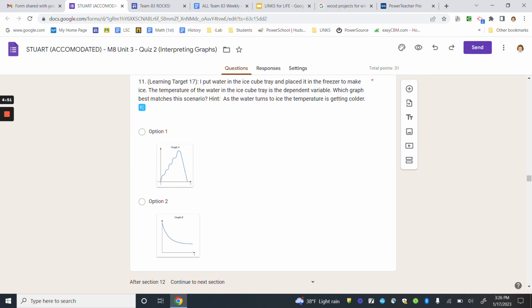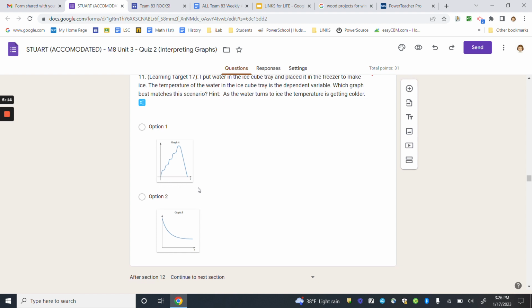Number 11, I put water in the ice cube tray and placed it in the freezer to make ice. The temperature of the water in the ice cube tray is the dependent, or y, variable. Which graph best matches the scenario? Hint, as the water turns to ice, the temperature is getting colder. So think about it. On the y-axis, you have temperature over time. Is it option 1 or option 2?